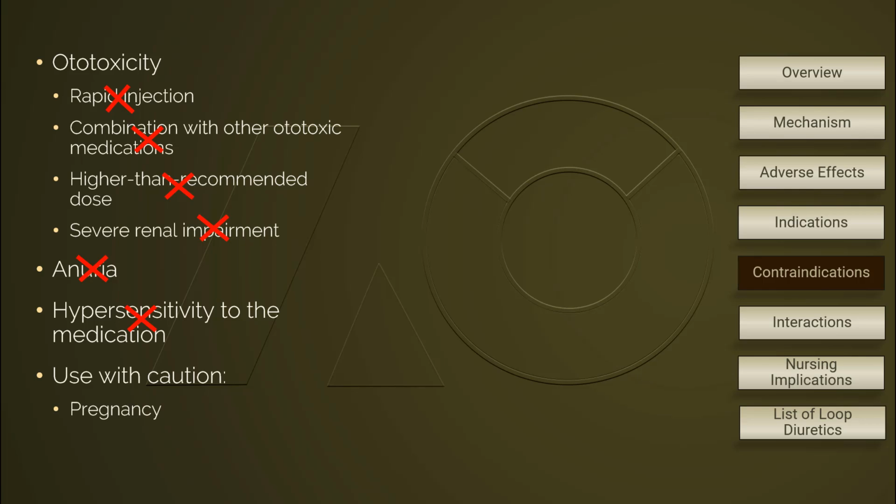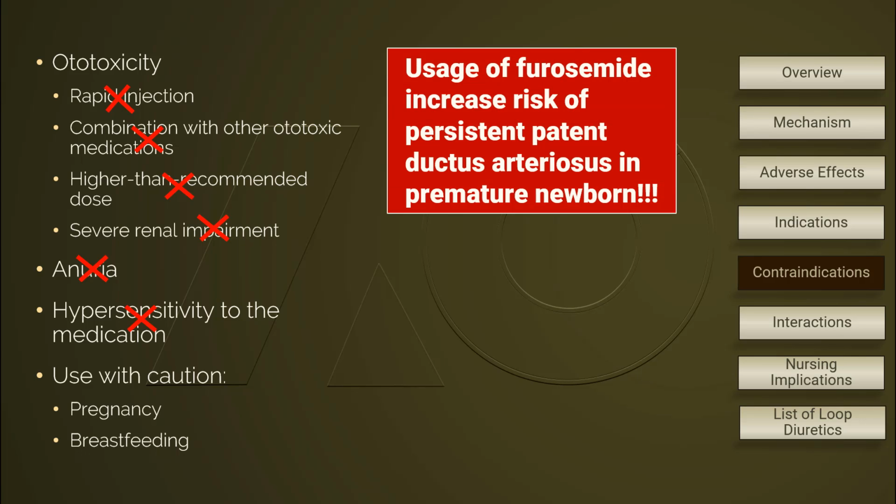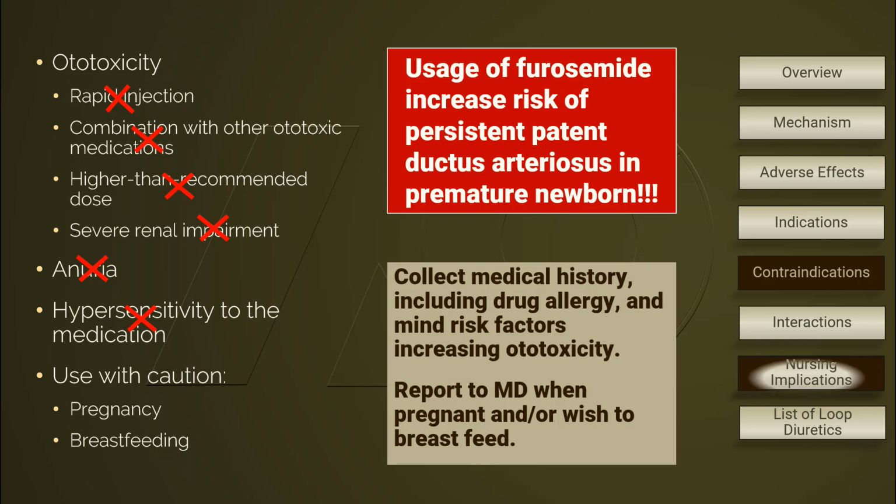There is no well-established data to support usage or not during pregnancy. Therefore, administer loop diuretics in expectant mothers only if benefit outweighs risk to the fetus. Loop diuretic may appear in breast milk, so use with caution during breastfeeding. Weigh benefit and risk for justification of usage during breastfeeding. When using furosemide in premature newborns during the first weeks of life, there is an increased risk for persistent patent ductus arteriosus.